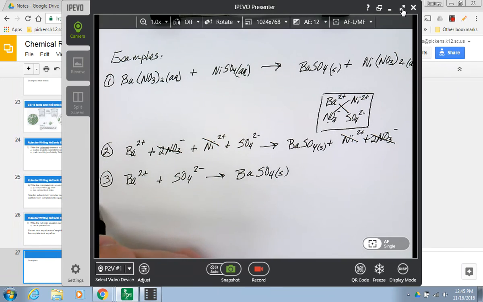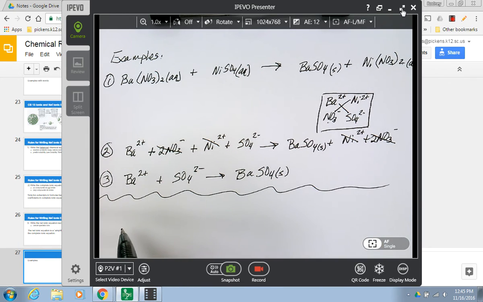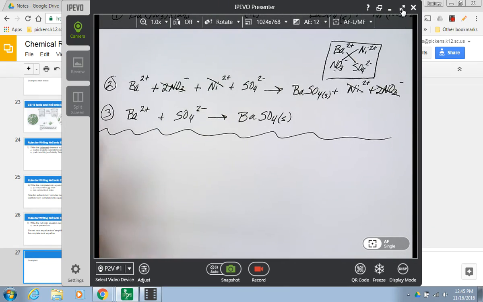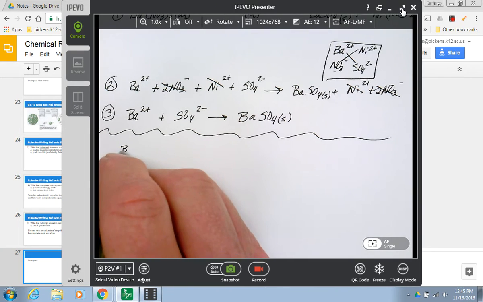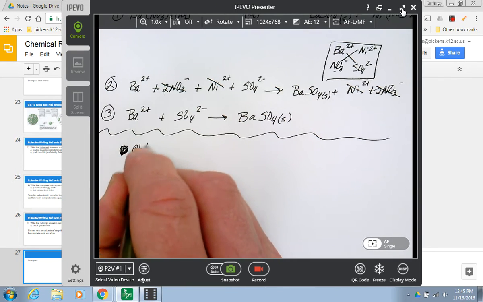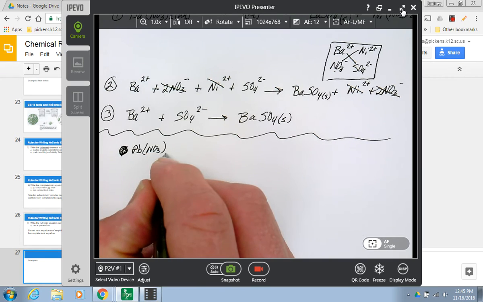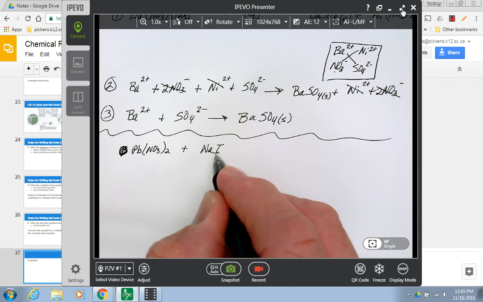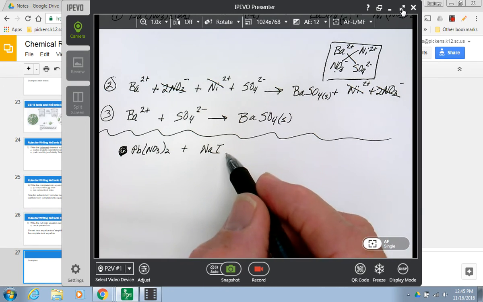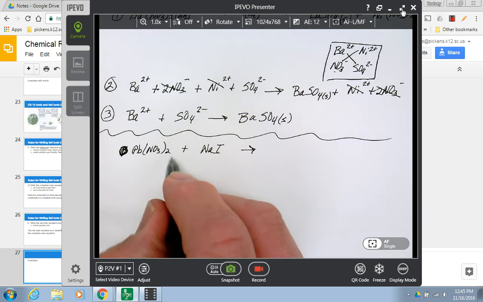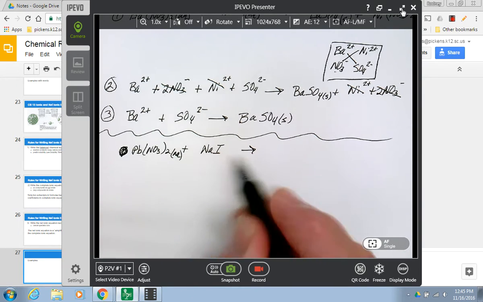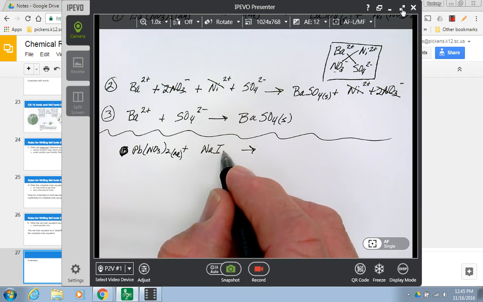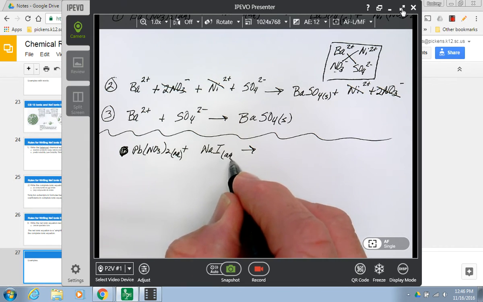Okay. So let's take a look at another one. All right, we'll separate that out. We're going to do lead nitrate. All right, this is lead 2 nitrate plus sodium iodide. Okay. Now, nitrates are always aqueous. All right, we check our solubility, and sodium, a group 1 element, forms with a halogen, so that is going to be aqueous as well.